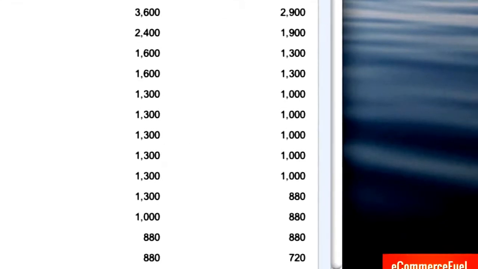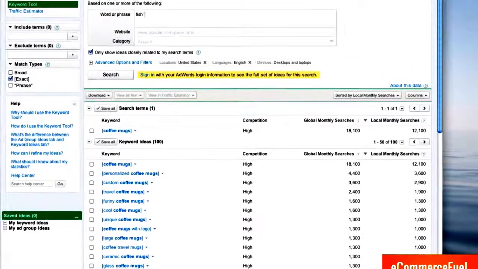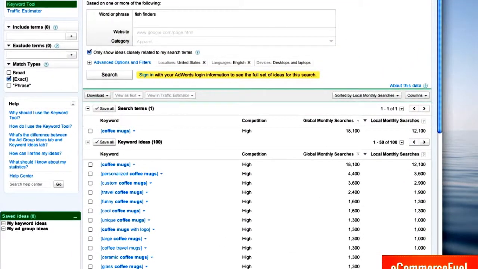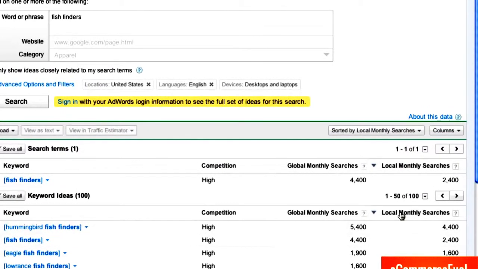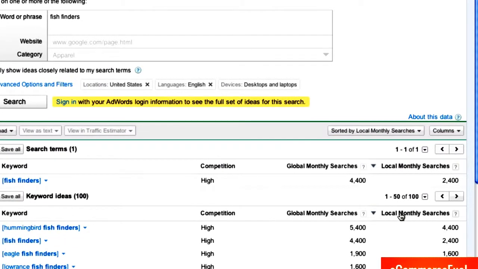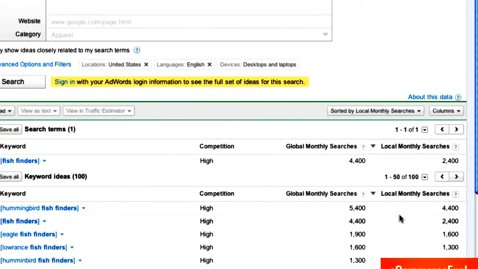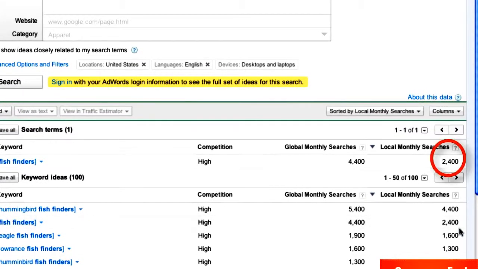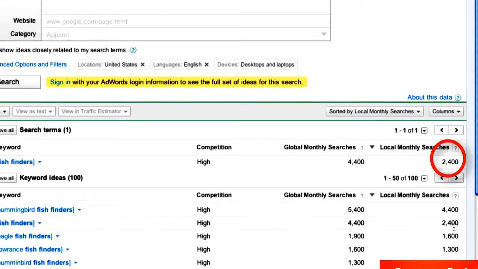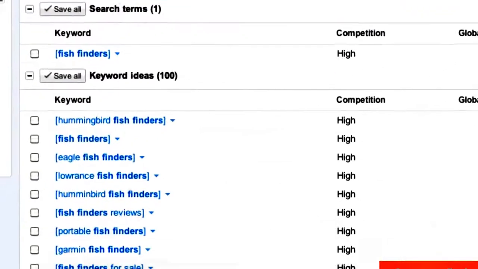So let's look at a different example. Fish finders. I'll sort these by local monthly search volume. Again, we're on exact match here. And you can see Fish Finders has about 2,400 exact matches per month. And then we've got a few variations.